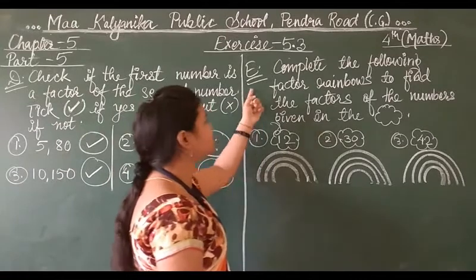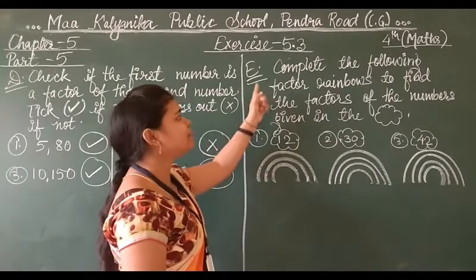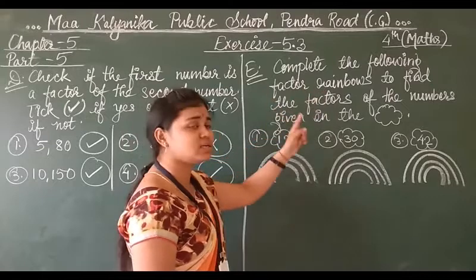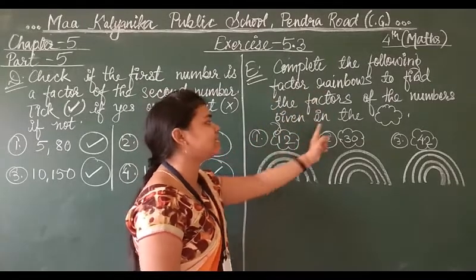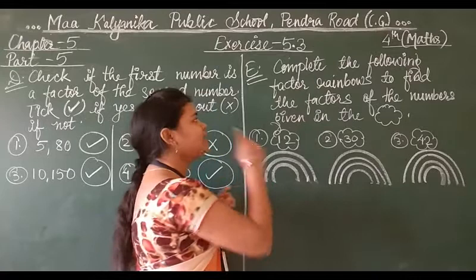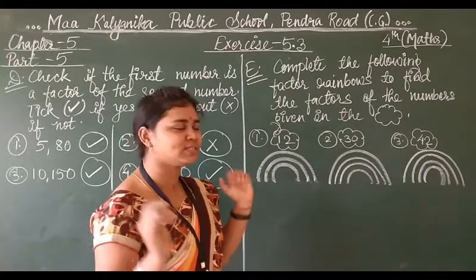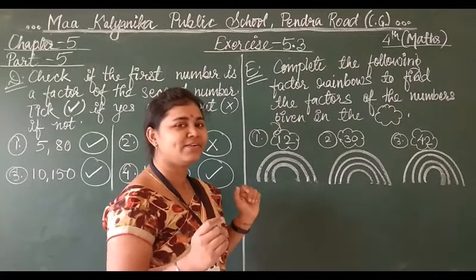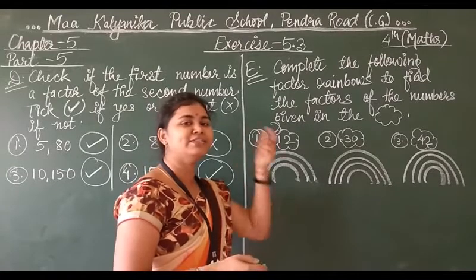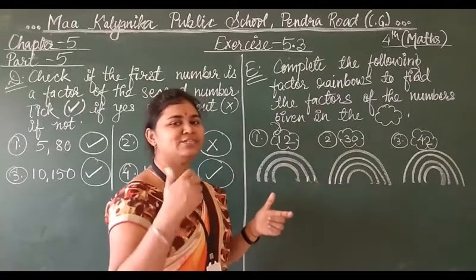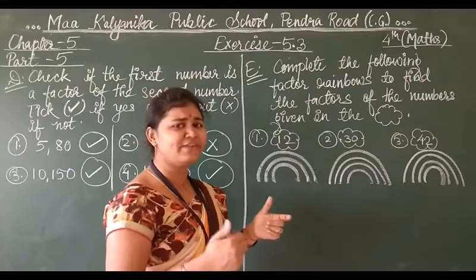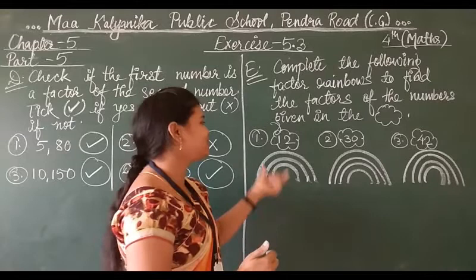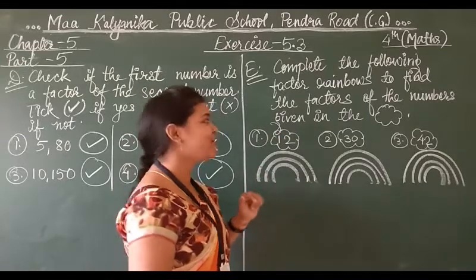So now see question number E. Complete the following factor rainbows to find the factors of the number given in the clouds. Okay, rainbows are there and clouds are there. In the rainy season, sometimes the sun is present as well as the rainfall is going on. At that time we are able to see the rainbow. So that's why clouds are given and rainbows are given.